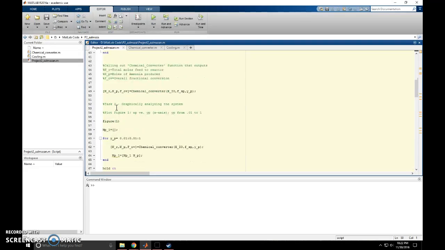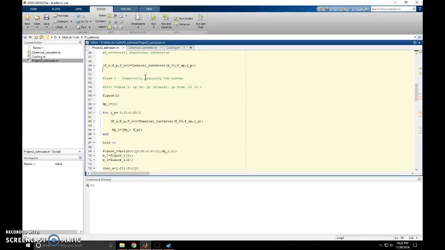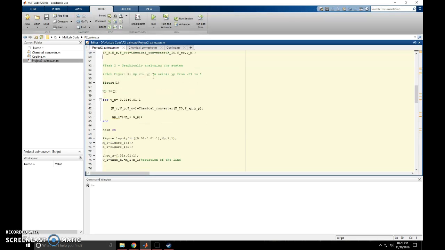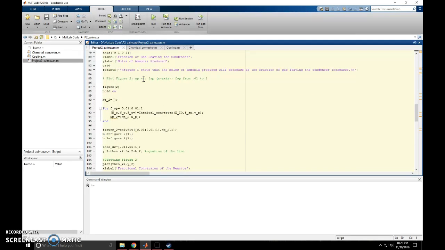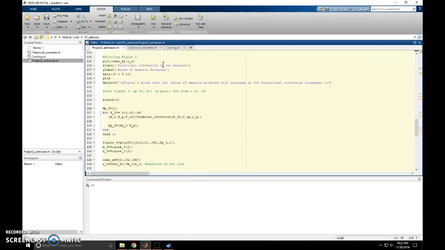So that's task 1. Task 2 ties into task 1, and task 2 asks us to graphically analyze the system. So basically, task 2 asks us to create 3 separate plots to show the relationship between 3 different graphs. So the first one, NP versus YP, moles of ammonia produced versus the fraction of gas leaving the condenser. The second asks us to plot NP versus FSP, so moles of ammonia produced versus the fractional conversion of the reactor. And figure 3, NP versus XIO, so moles of ammonia produced versus the mole fraction of inert gas.